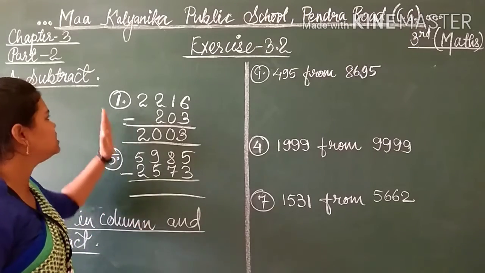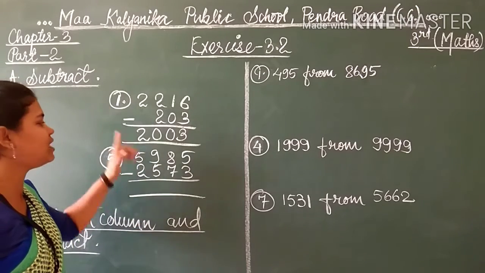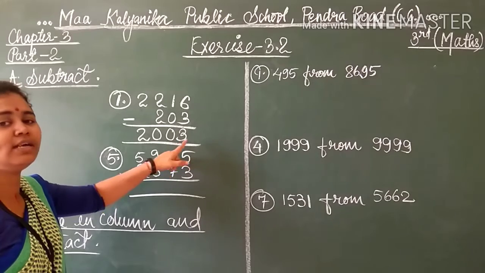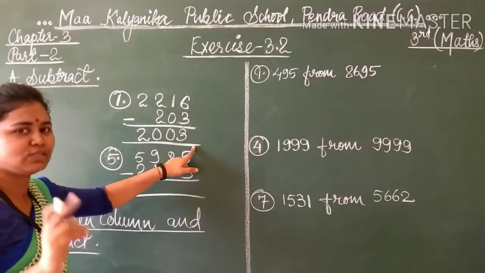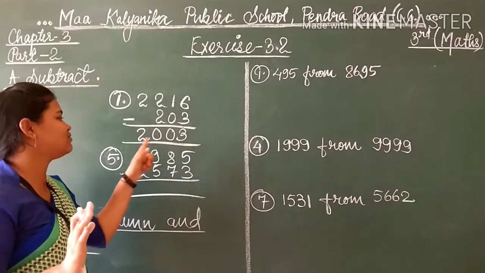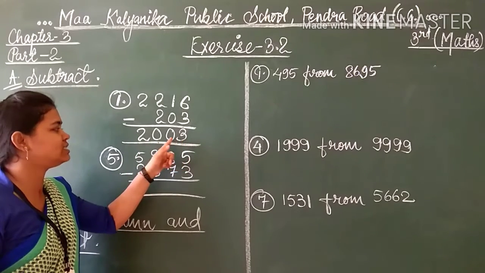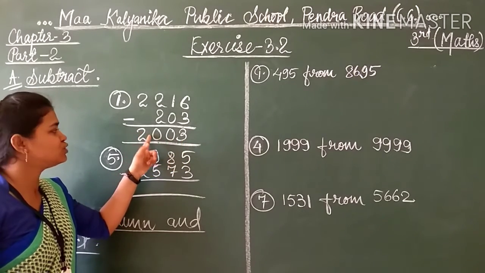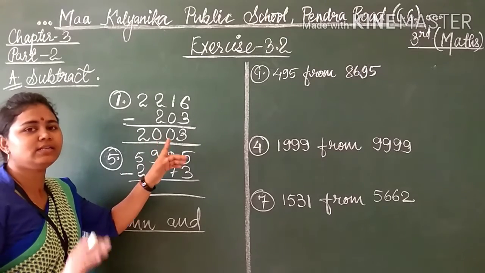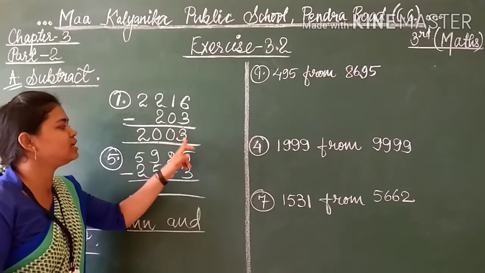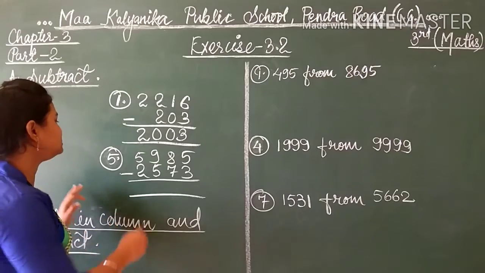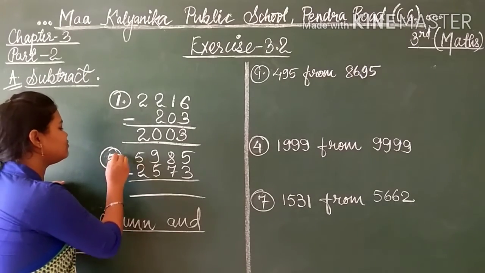So students, the answer received in question number 1 is 2003. How to read? In chapter 1 we have read. Yes, of course. How to read? 2003, because ones, tens, hundreds, thousands. So 2000, and in tens and hundreds, 0 is there. So simply 2003.